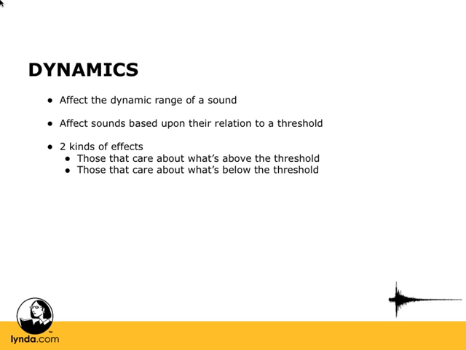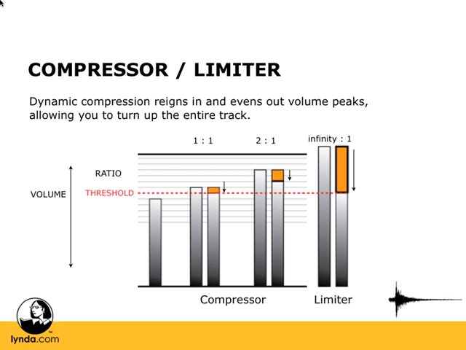And there's basically two kinds of effects in the dynamics processing world. There's those that care about any sound that goes above the threshold, and then there are those that care about what sounds don't make it up to the threshold or live below the threshold. So let's start by taking a look at those that care about the sounds that go above the threshold. And these are known as compressors or limiters.